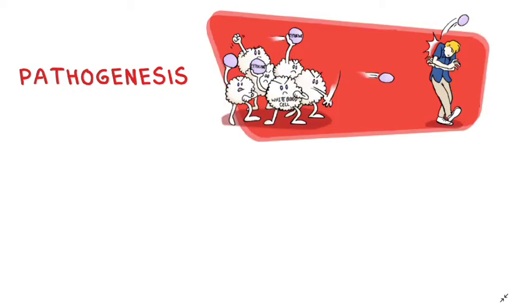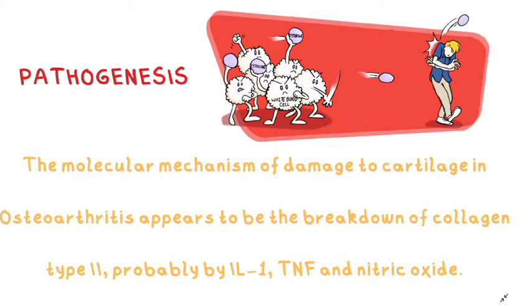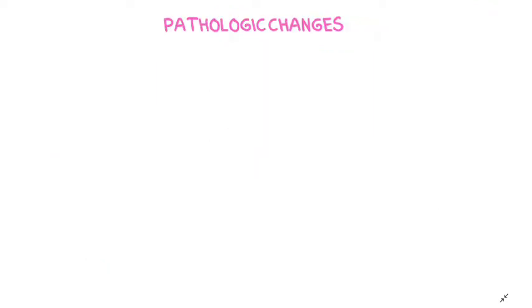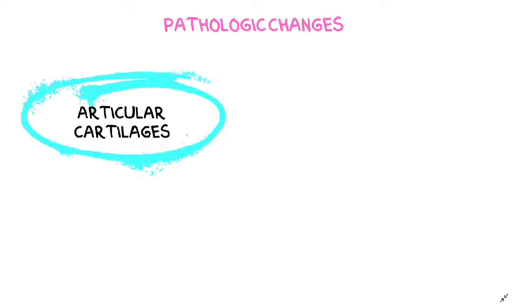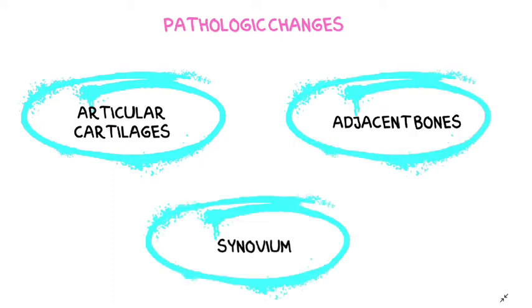Pathogenesis. The molecular mechanism of damage to cartilage in osteoarthritis appeared to be the breakdown of collagen type 2, probably by interleukin 1, tumor necrosis factor, and nitric oxide. Pathological changes. The pathological changes occur in the articular cartilages, the adjacent bones, and synovium.